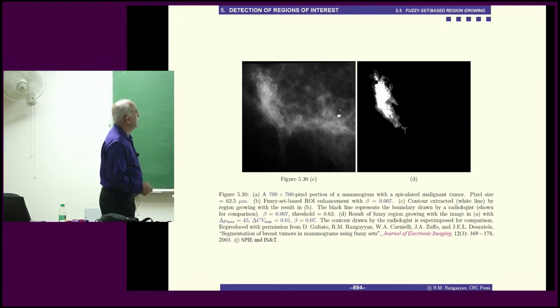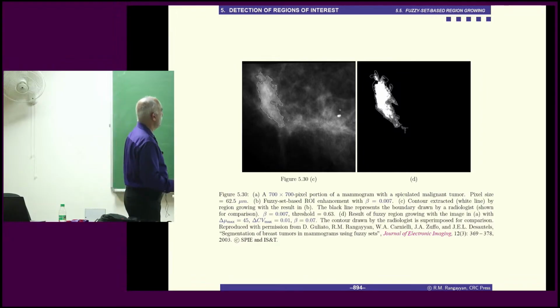So here is the result. This is a spiculated malignant tumor. Pixel size is 62.5 micrometers. This is the result of fuzzy set based enhancement. All of these have very low membership. This is enhanced. The contour, the white line, is by region growing. The black line is the boundary drawn by the radiologist.